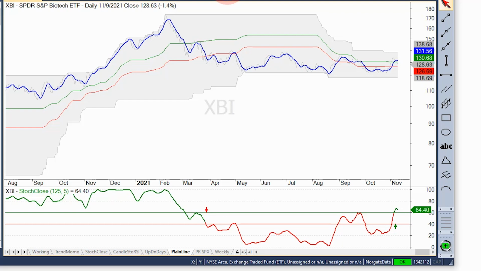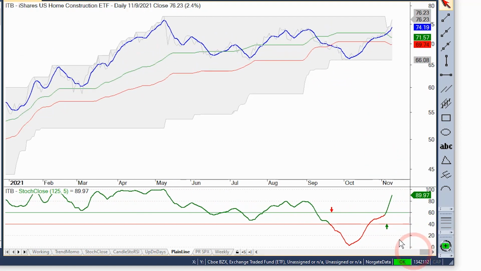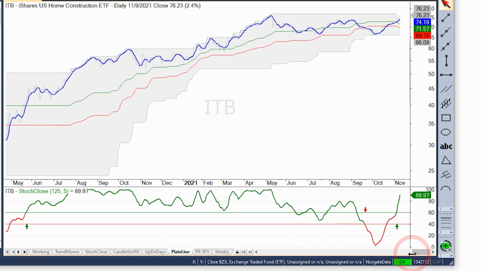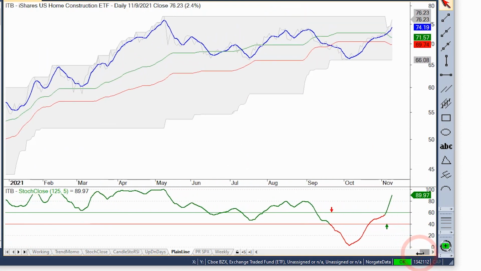Elsewhere, we have ITB, housing, turning bullish again. And you can see a bit of a whipsaw, and this is going to happen with trend following indicators. So if you look at the StochClose, you can see it turned red by moving below 40, and then it turned green by moving back above 60. And if you look on the price chart, and I'll open that up a little bit, you can see that ITB had a huge run. First of all, I'll close it a little bit. A huge run from 25 to 75. It tripled. And so it was entitled to a big correction, and it had this big correction.